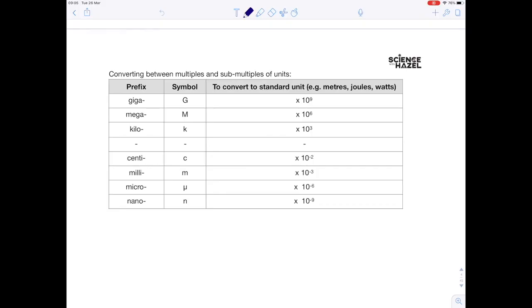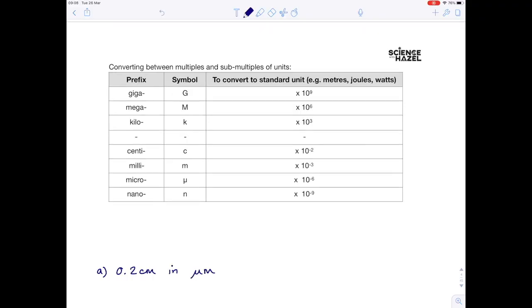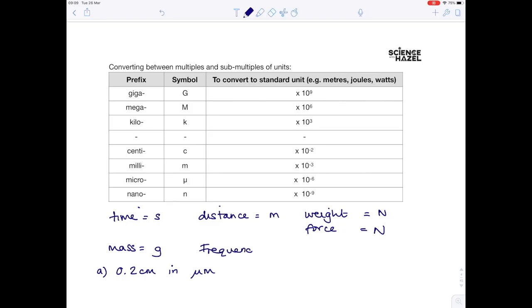So, as you can see, we've got some prefixes down the left-hand side. So giga, mega, kilo, centi, milli, micro and nano. Do notice that these conversions are to convert from the standard SI unit into the new unit you're being asked for. So you need to know that the standard SI unit for time, for example, is seconds, distance is meters, weight and force is newtons, mass is grams, frequency is hertz, speed equals meters per second. So you do need to have a working knowledge of these in order to use this table appropriately.